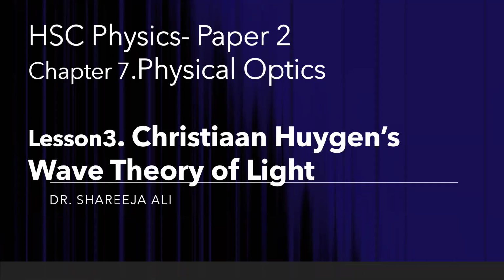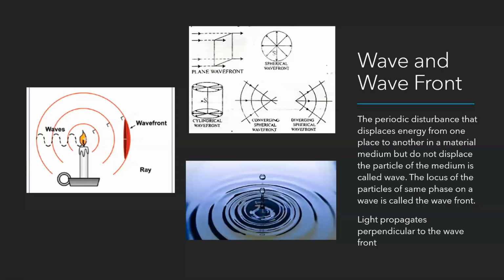Today we will be discussing the wave theory of light put forward by Christian Huygens. In the last class we started discussing what is a wave and what is a wavefront. What is a wave? It is the periodic disturbance that displaces energy from one place to another in a material medium, but does not displace the particles of the medium.